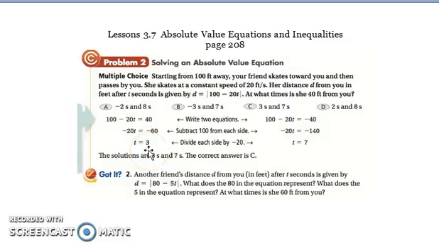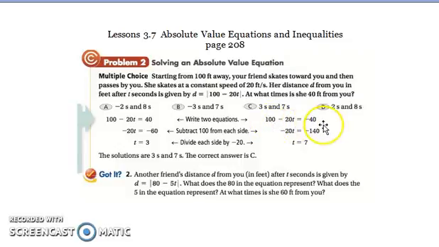Here's the problem. With an absolute value, what's in here can also be negative, because when we had the absolute value of x equal to 7, remember x could have been 7 or negative 7. So that 100 minus 20t can either equal 40 or it can equal negative 40. So you have to write both equations and solve both equations.